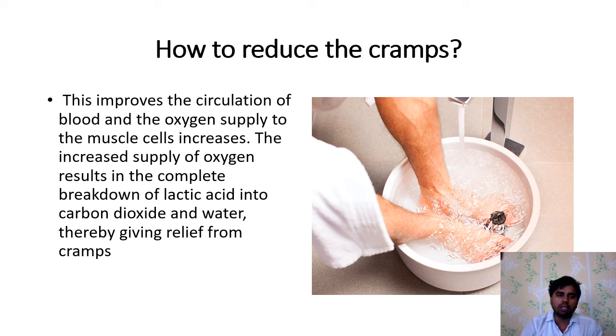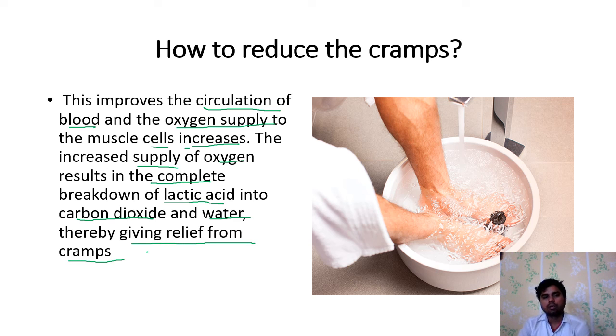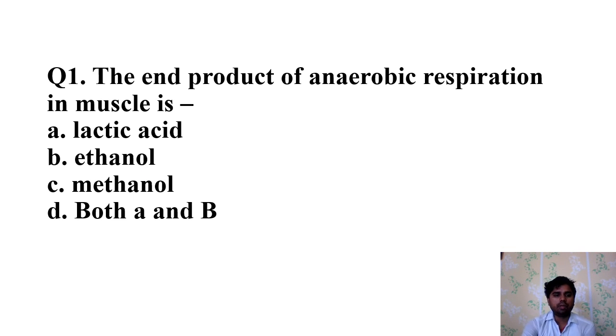So this will actually improve the circulation of the blood, and the oxygen supply to the muscle cells increases. The increased supply of oxygen results in the complete breakdown of lactic acid into carbon dioxide and water, thereby giving relief from the cramps. Okay, so lactic acid is again broken down into carbon dioxide and water in the liver to reduce the cramp.